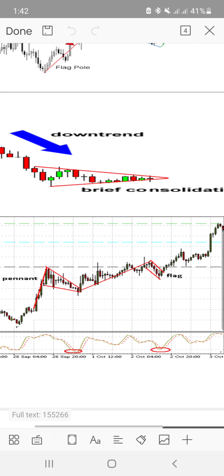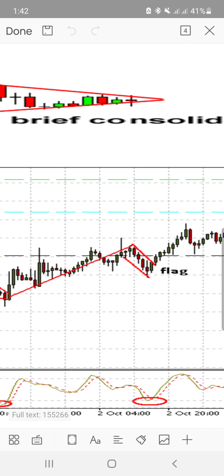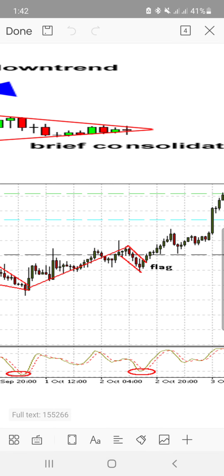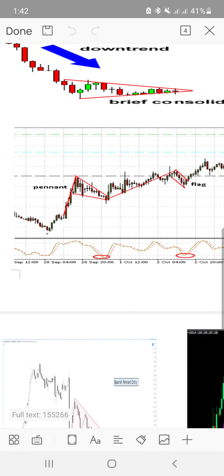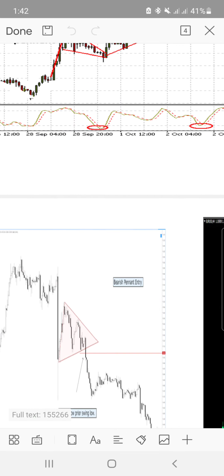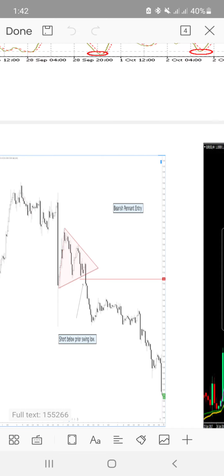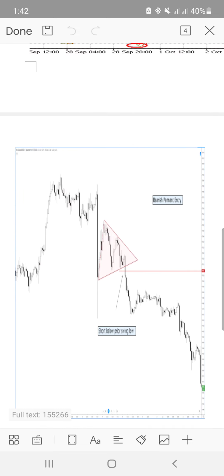Then look at how this flag looks like a bent rectangle. It ranges in this range here and continues going up. So just like that, these patterns are easy to understand. All you need to do is understand them, so that when you spot them in your chart, you will know what is at play. Look at this for a bearish pennant.